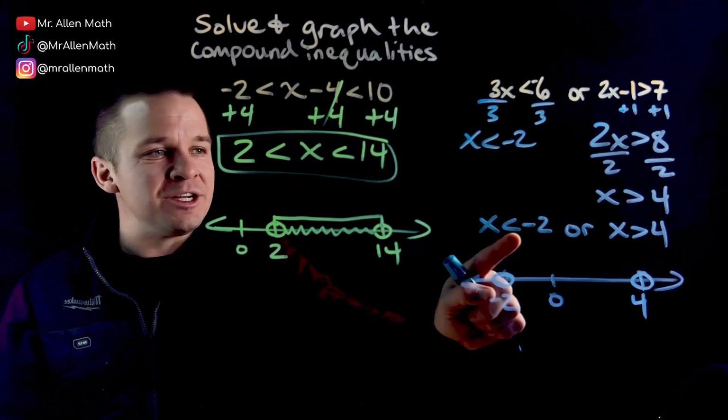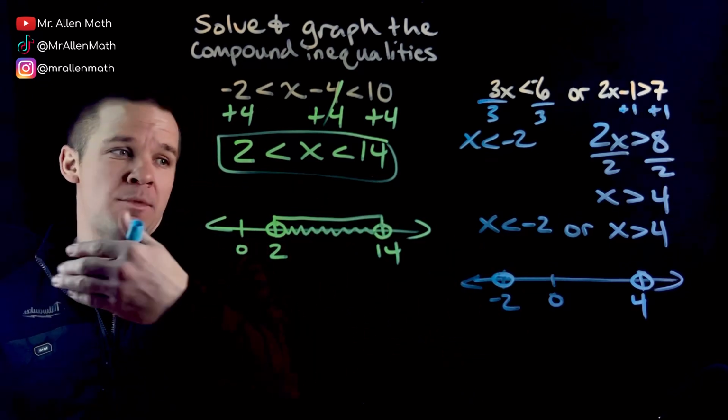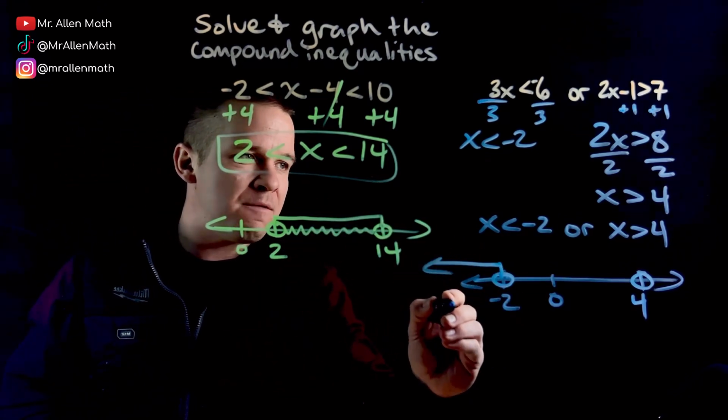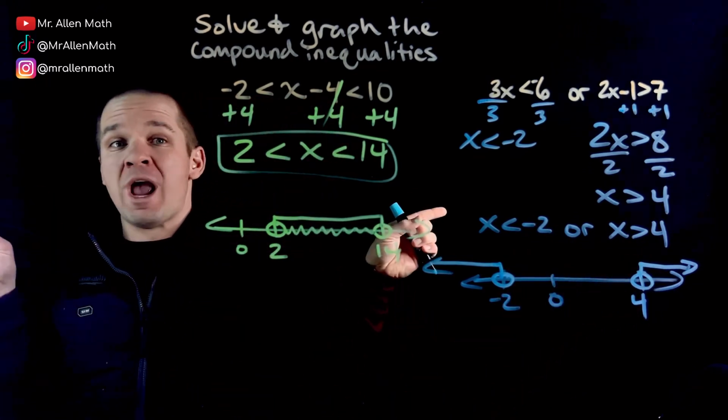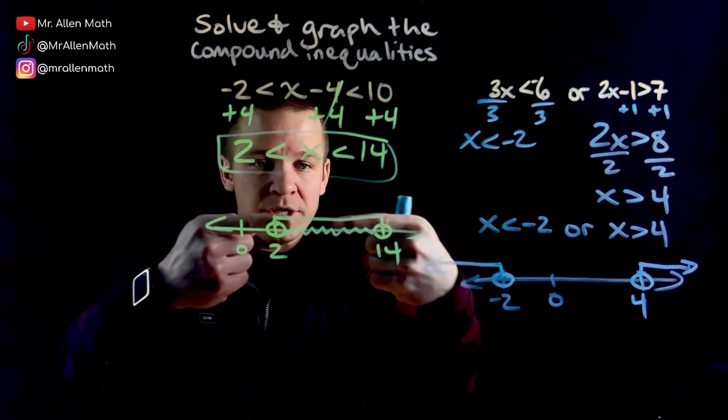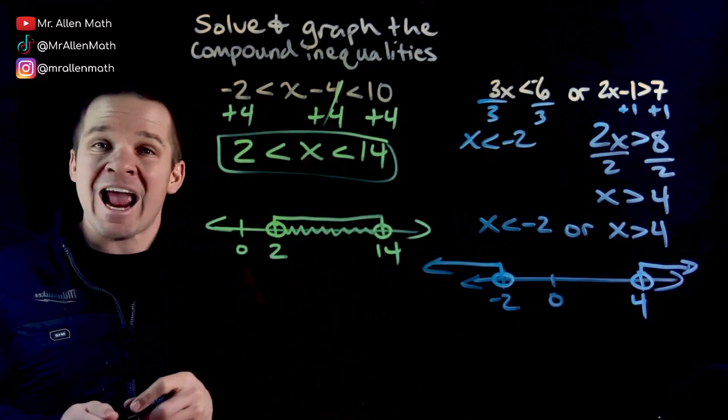Now that point's where I need to go, right? X is less than -2. That's going to be all the smaller numbers, which is to the left there. And then x is greater than 4. It's to the right over there. Notice they point away from each other in an or statement. They point towards each other in an and statement.